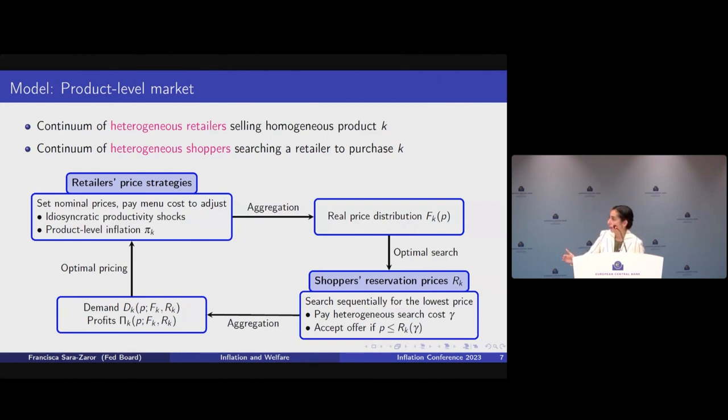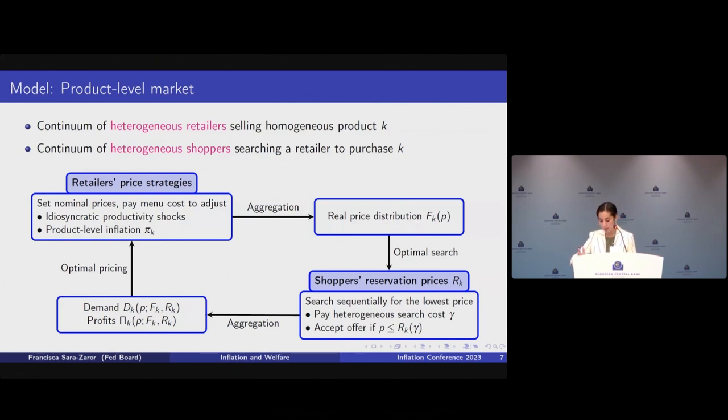After we aggregate the retailers' price strategies, that is going to give us the real price distribution that I am going to denote by F of K. So this real price distribution is what the shoppers are going to take into account when they compute their optimal search strategies. So from the point of view of the shoppers, they want to purchase Diet Coke, and they know that there is a continuum of retailers out there, but they don't know the prices that each retailer is charging. The only thing that they know is that the real price distribution has a particular shape. In this case, they know the shape of F K of P.